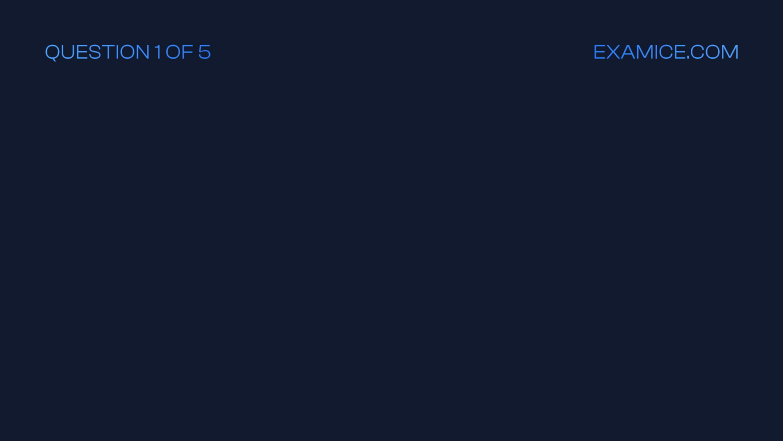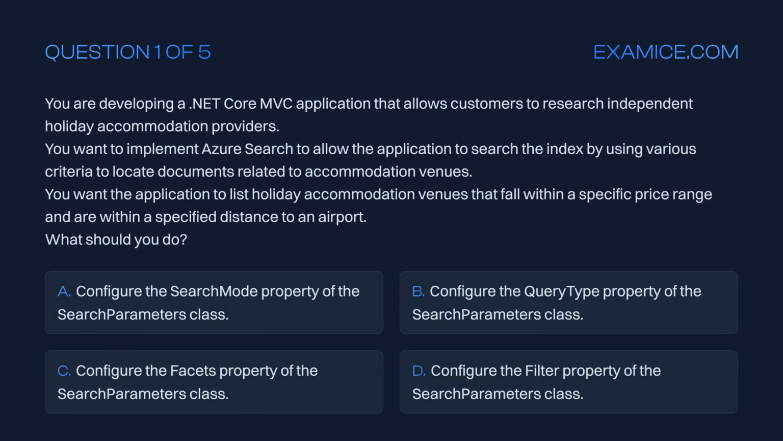Question 1. You are developing a .NET Core MVC application that allows customers to research independent holiday accommodation providers. You want to implement Azure Search to allow the application to search the index by using various criteria to locate documents related to accommodation venues. You want the application to list holiday accommodation venues that fall within a specific price range and are within a specified distance to an airport.